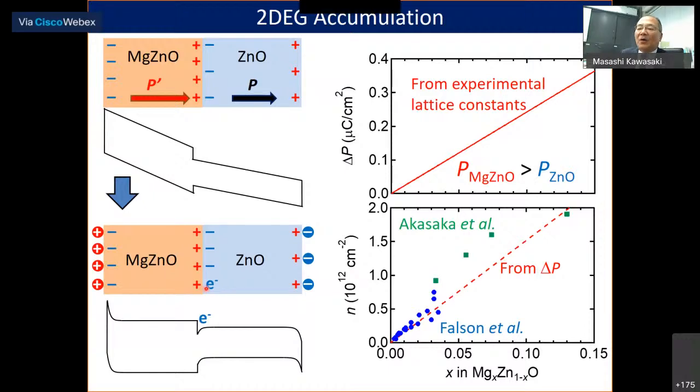That is the origin of accumulating electrons at the hetero interface in the narrower band gap side, which is zinc oxide. And if you plot the electric polarization against the magnesium content, you have a very linear relationship. And as a matter of fact, the electron density accumulated on the interface also has a linear relation. So just impurity concentration or magnesium content can predominantly determine electron concentration.